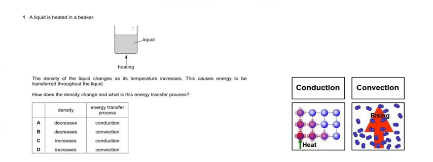So you can see this is the beaker. Inside it, it is a liquid and we are going to heat this liquid. And what is happening over here? There is a change in the density. You can see the density is going to change as the temperature increases. So we had learned all the three kinds of processes of the heat transfer. Those were conduction, convection and the radiation.